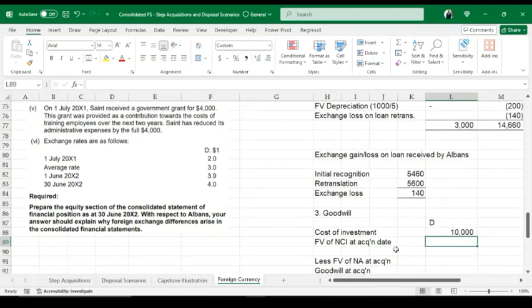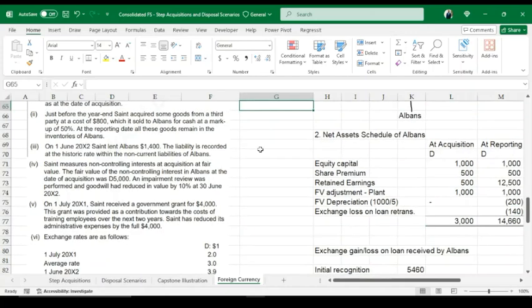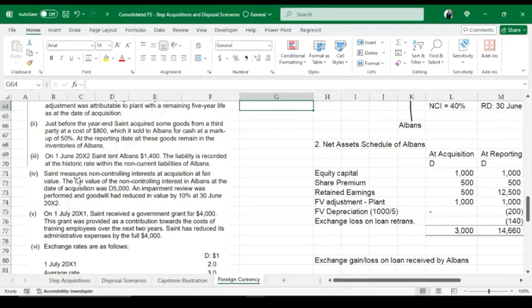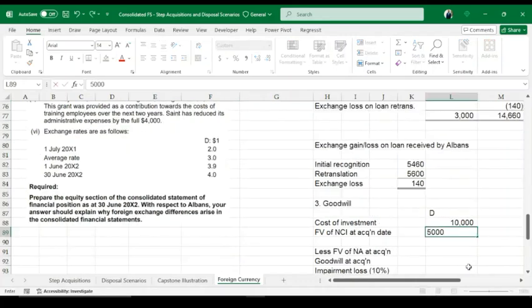The fair value of the NCI at acquisition date has also been given to us. In note 4, we've been told that Saint measures non-controlling interest at acquisition at fair value. The fair value of the non-controlling interest at Alban at the date of acquisition was $5,000. So we have 5,000 there, and we're going to add these two together. Then let me insert a border there.